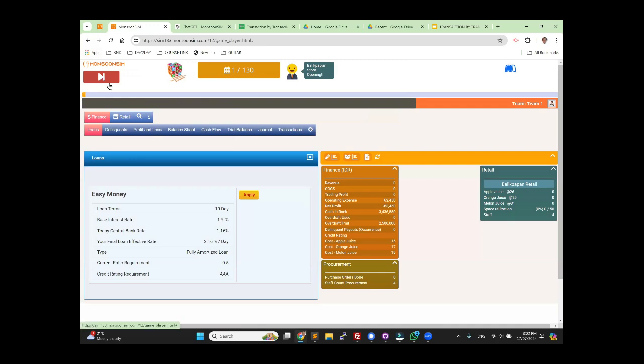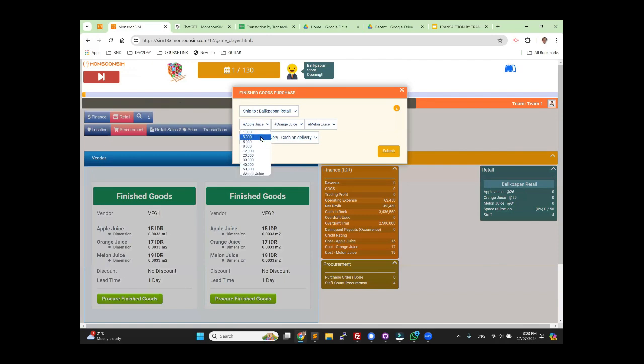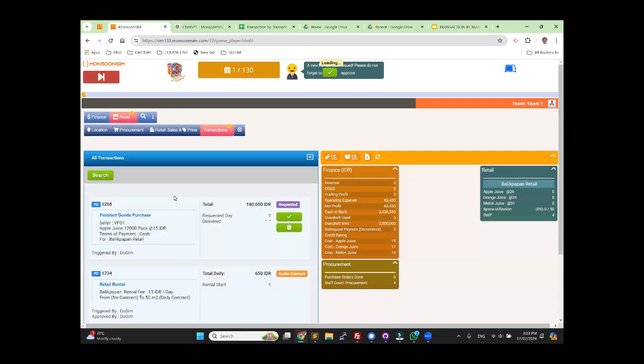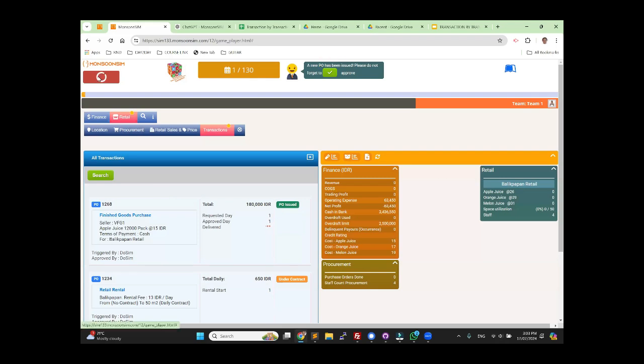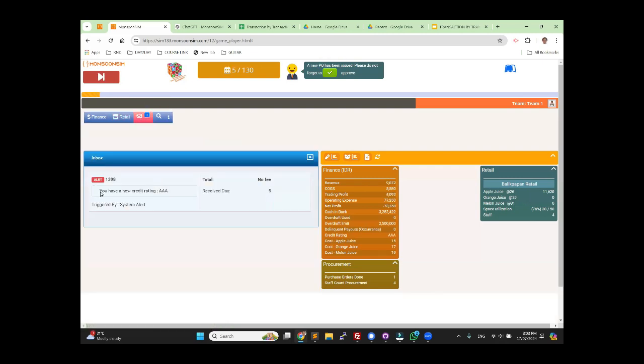So I'm going to just do good business for a few days and hopefully the bank will say that, okay, this company has no problem. Then I can start getting a loan. So I'm doing some business right now, generating some revenue and so on. A few days. Now I got a letter from the authority: I have a new credit rating, AAA.